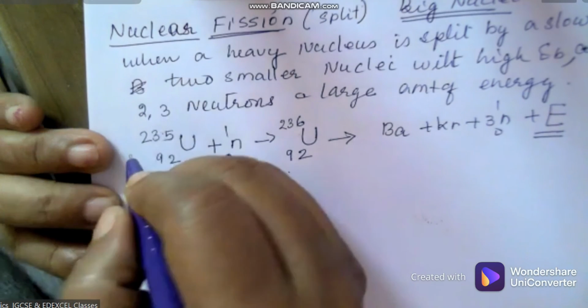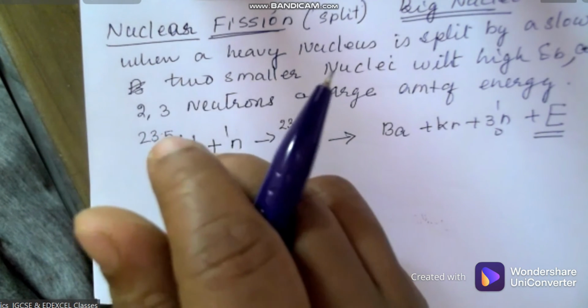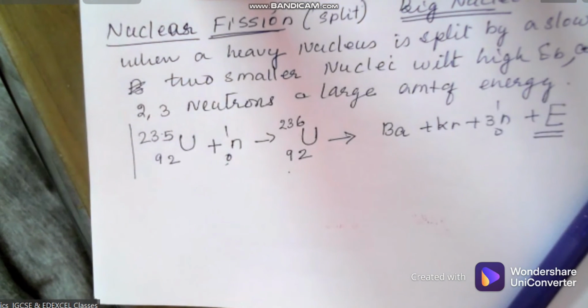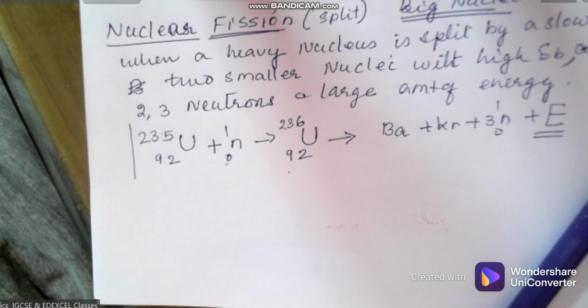So at least this one you have to memorize, at least one equation. I will put two more equations in the group. You can copy them down. These variations are also possible.